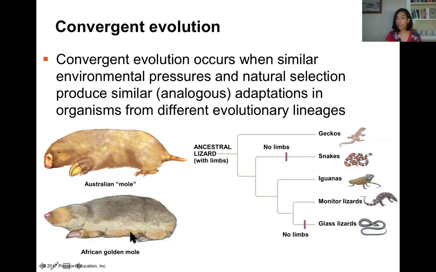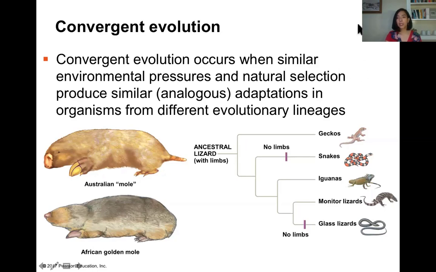They are not from the same lineage, so they don't have the same most recent common ancestor. However, if you look at them, they have similarities, such as reduced vision and large claws to be able to dig in the ground. This has evolved as a result of living in similar conditions underground, but from different ancestors. So natural selection, again, has shaped these convergent traits.